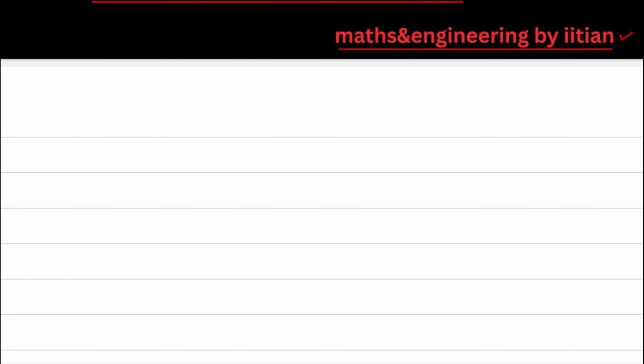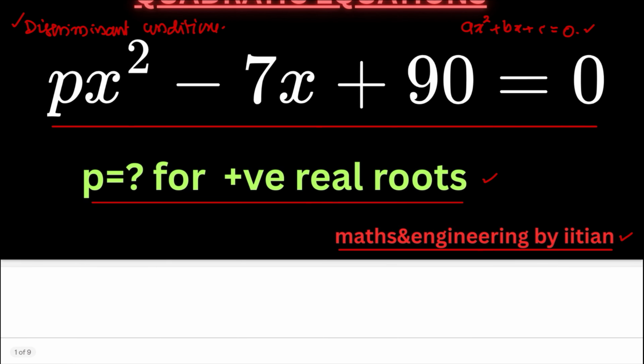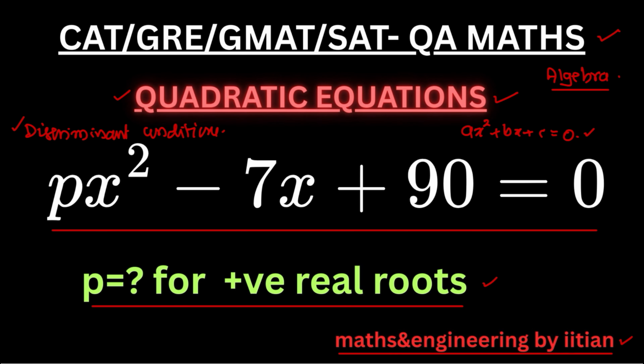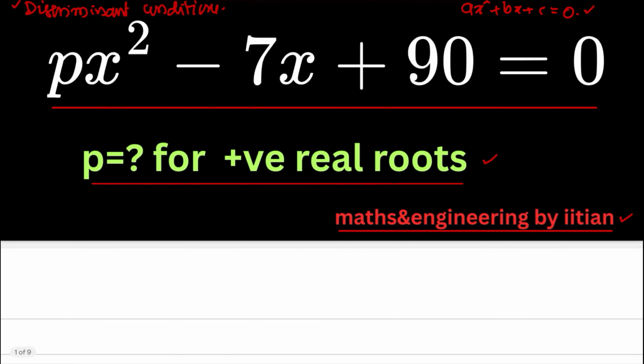So that whatever I teach here in the lectures, the topics will be useful for CAT, GRE, GMAT, SAT and other bank PO examinations, quantitative aptitude. In addition to that, GATE engineering mathematics. Let's delve into the problem.